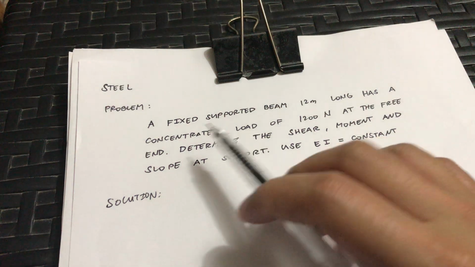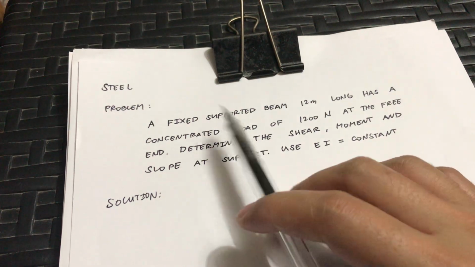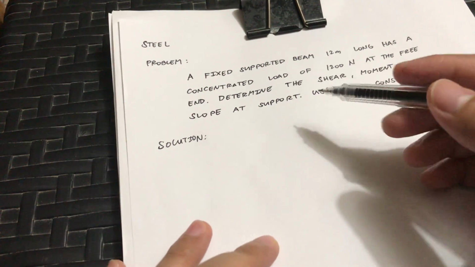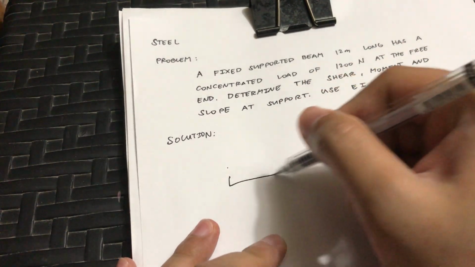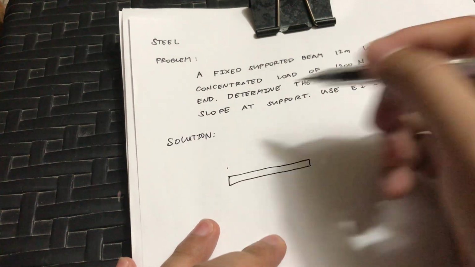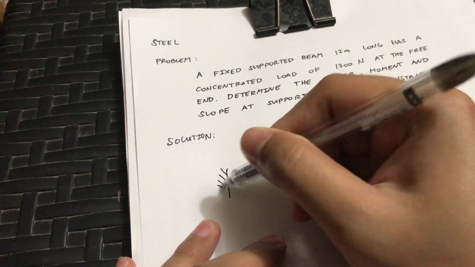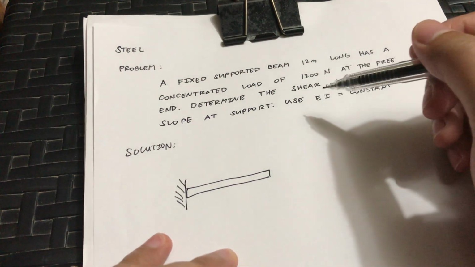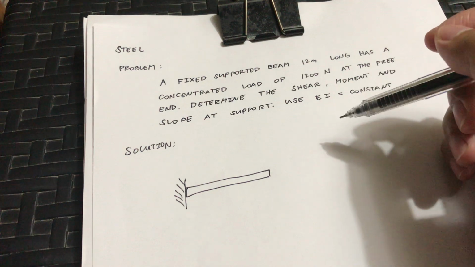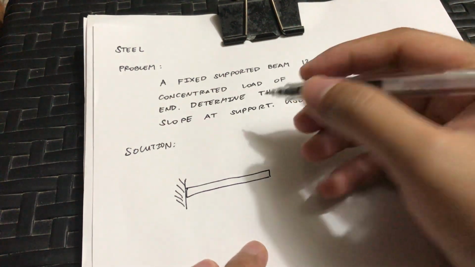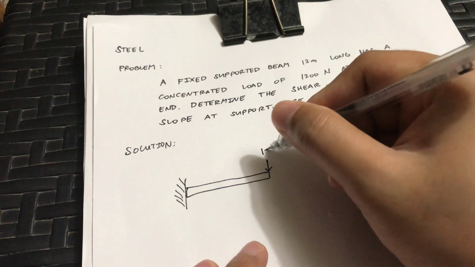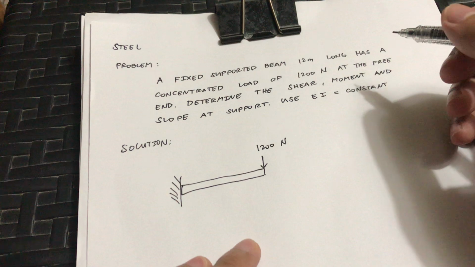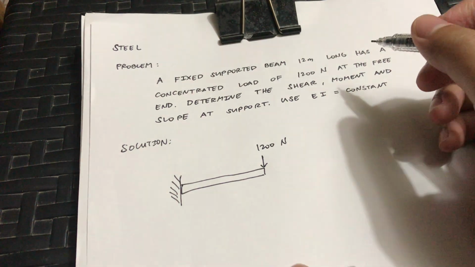Now, first thing is we have no figure given. Instead, it made mention of a fixed supported beam. So from the statement, a fixed supported beam, it means that we have a beam, one end is fixed supported. Next, it has a concentrated load of 1,200 at the free end. So free end is the other end. So a concentrated load of 1,200 Newton. Now the question is the shear, moment, and slope at support.